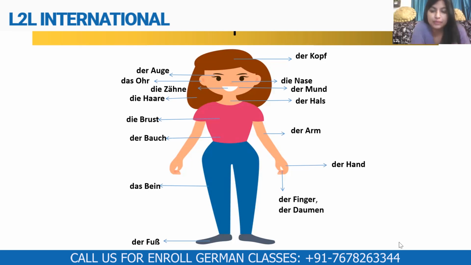The breast is basically chest. Okay. Then we have, what is Daumen? Finger is finger. Daumen is thumb. Right. What is Hals? What could be Hals? Neck. Okay. And what is Mund?